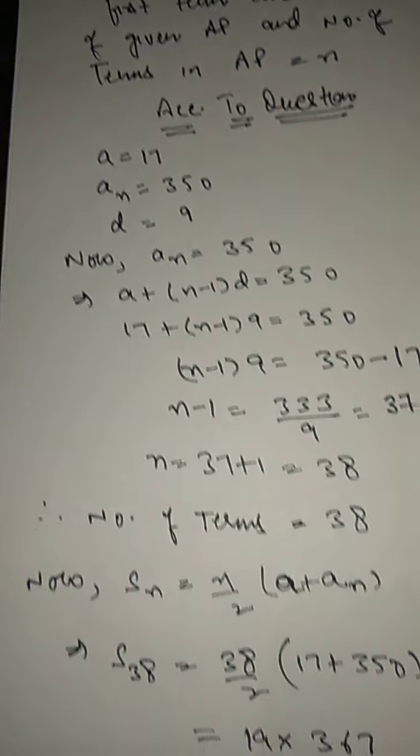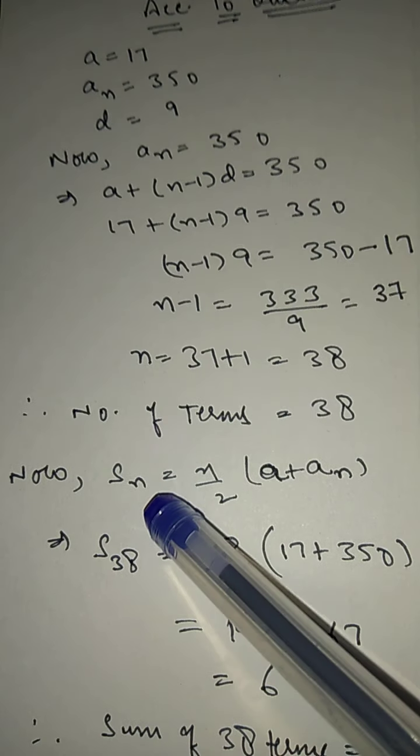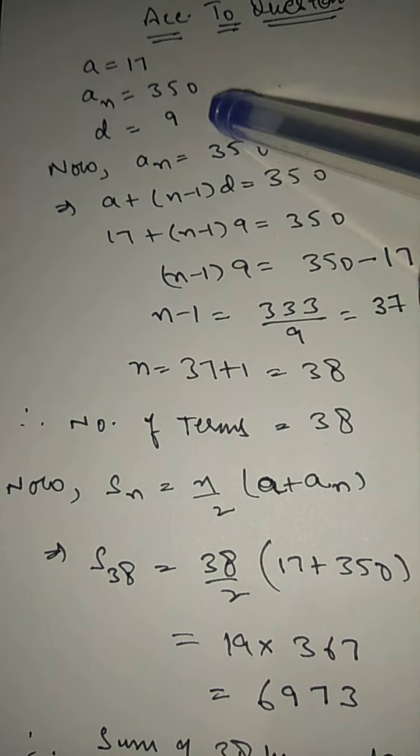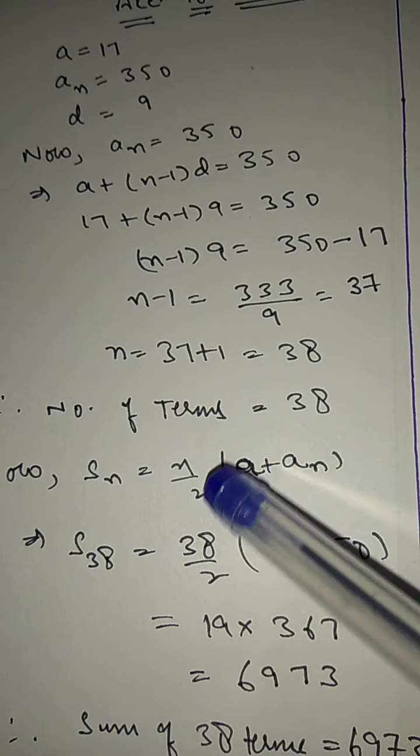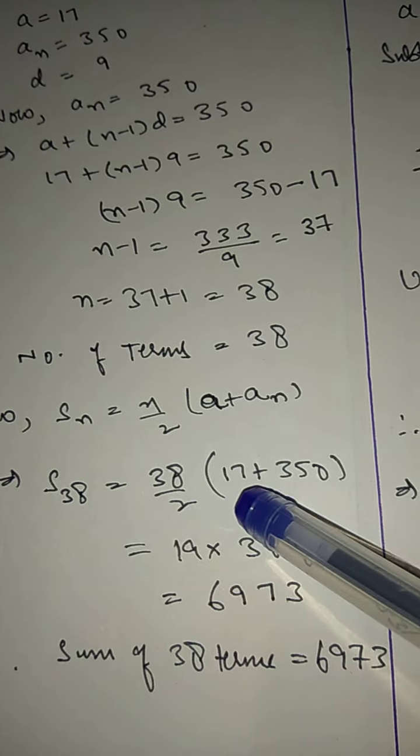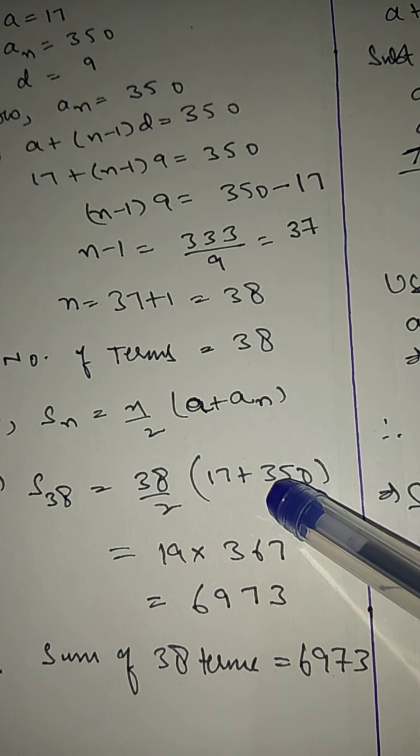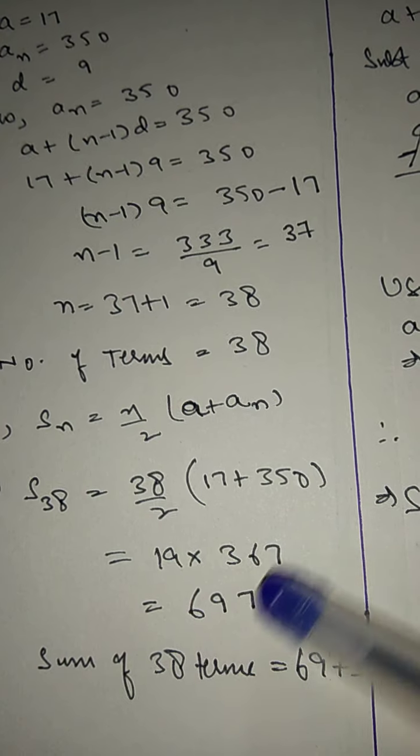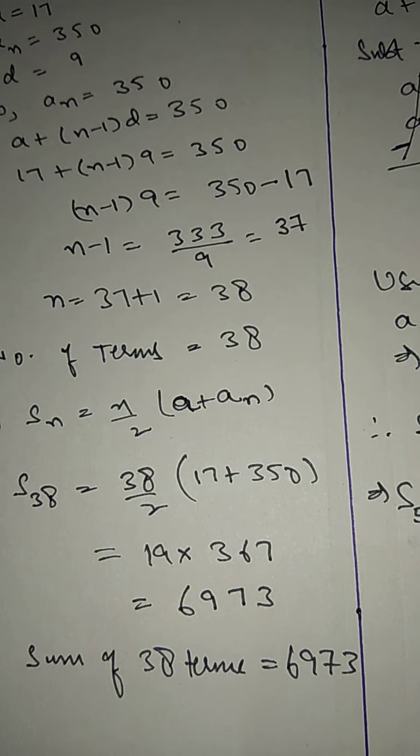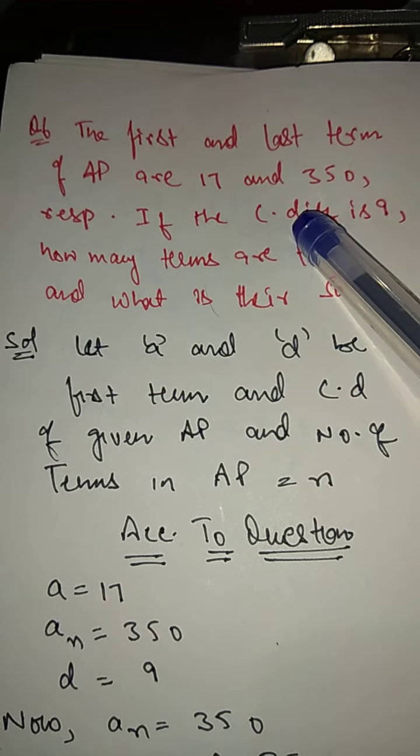So when we use the formula of sum Sn is equal to n upon 2 (a plus an), because we have the an here, we use the formula n upon 2 (a plus an). It gives us 38 upon 2 (17 plus 350), that is 19 into 367, 6973. So the sum of terms is 6973. So this is question number 6 of exercise 5.3.